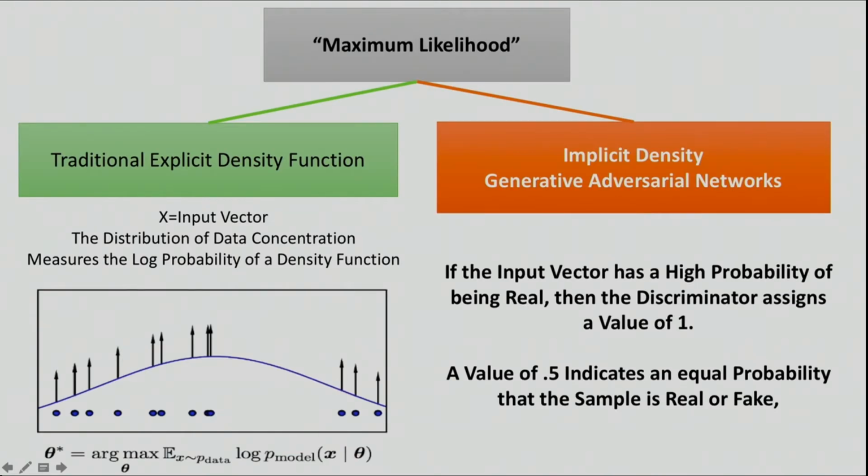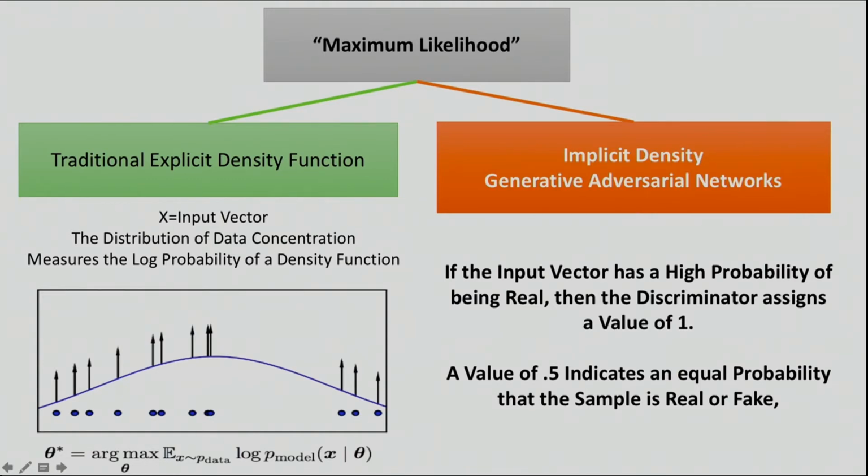Now, this is a typical maximum likelihood problem. Traditionally, you would use an explicit density function, where if x is the input vector, the distribution of data concentration measures the log probability of a density function. But here in GANs, we're using an implicit density function.